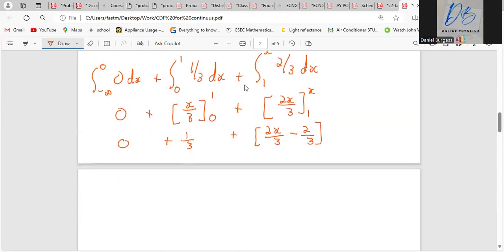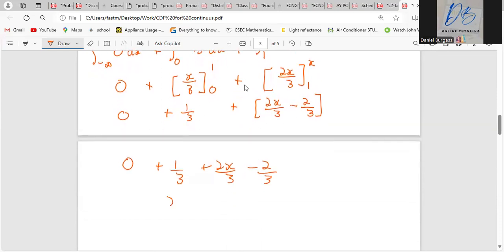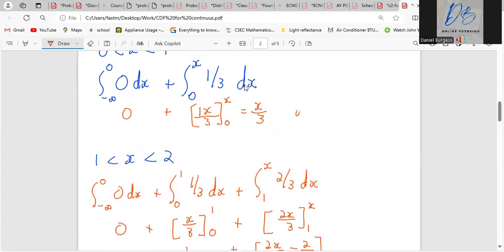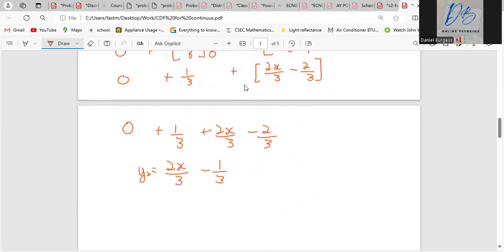All right, so putting it all together, there'll be 0 plus 1 third plus 2x on 3 minus 2 on 3. Bringing it together now, you have 2x on 3 and a third minus 2 thirds, which is minus 1 third. So you call that one y2 and you can call this one here y1. Now these are the two lines or the two graphs that you'll have to plot in between the bounds for the CDF.